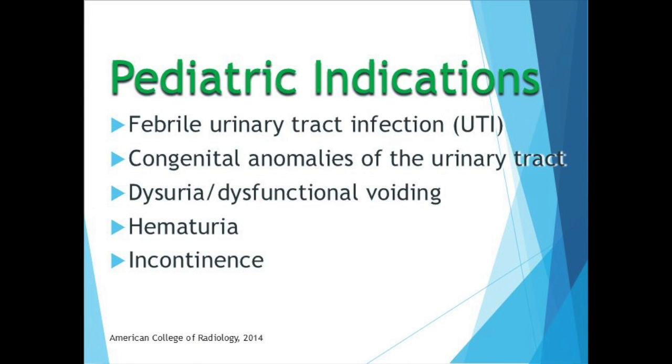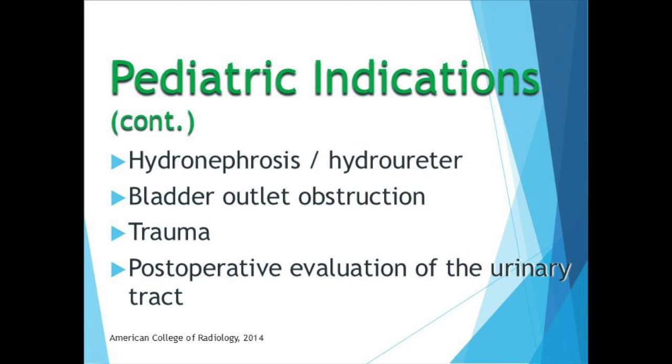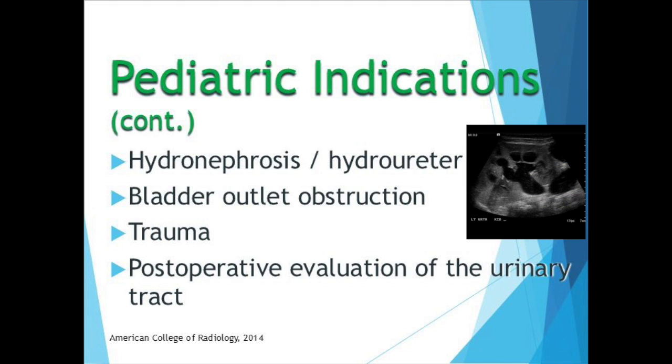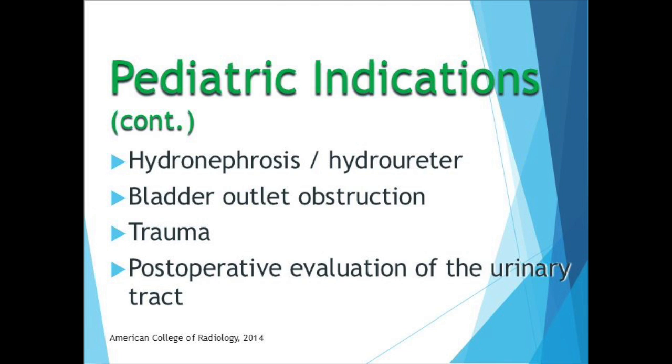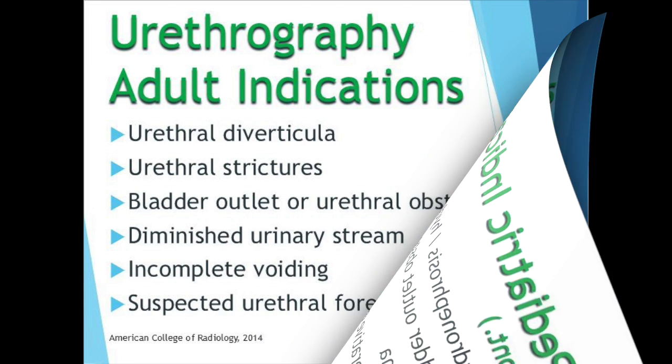Common indications for a pediatric VCUG include, but are not limited to, febrile UTI, congenital anomalies of the urinary tract, dysuria, and hematuria. Oftentimes, the patient will have accompanying ultrasound exams for diagnosis of hydronephrosis, hydroureter, or bladder outlet obstruction, and these should be reviewed prior to the fluoroscopic VCUG. Surgical notes should be reviewed for postoperative evaluation of the urinary tract.